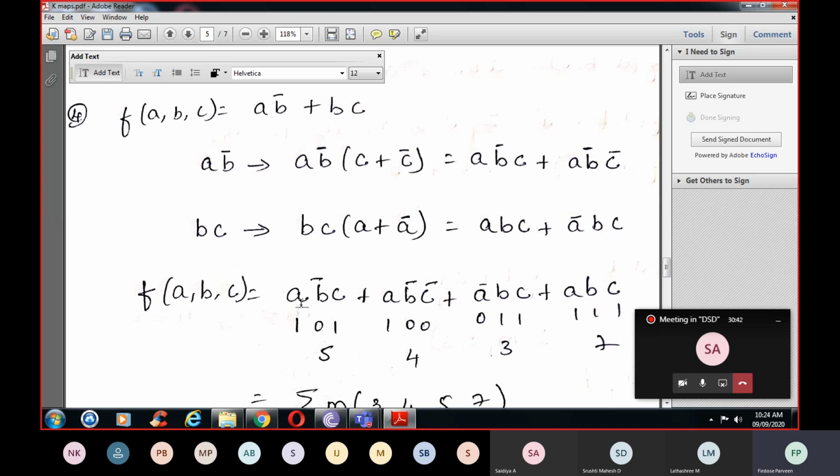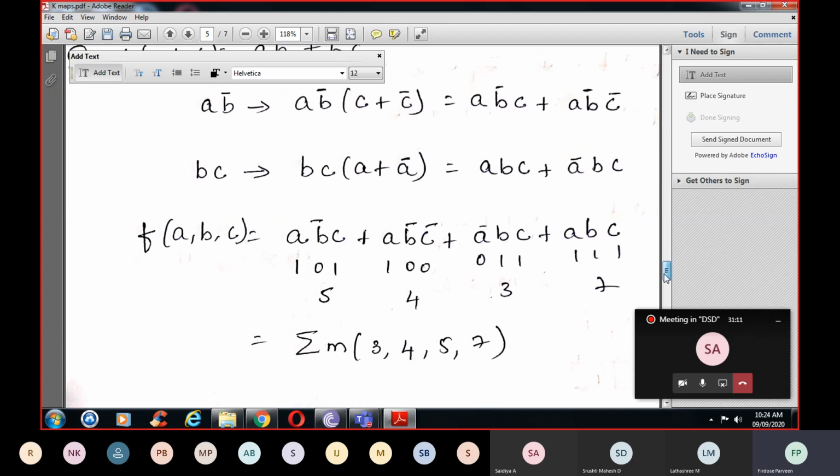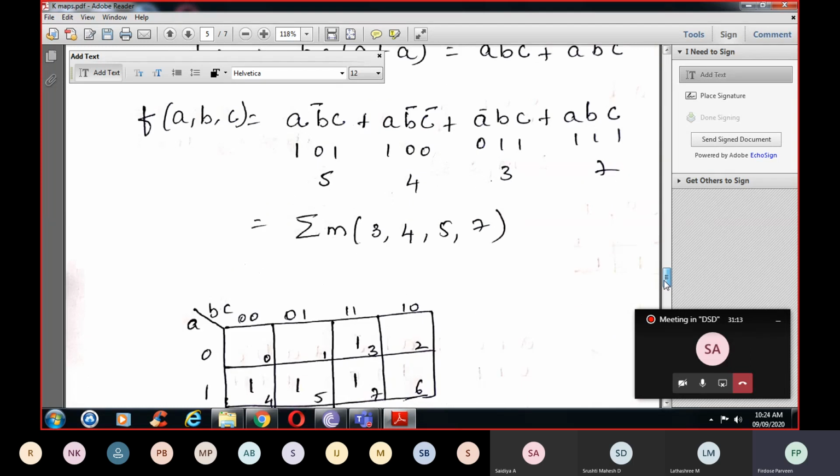Now I will write, as it is a min term, A indicates 1, B bar indicates 0. So 1 0 1, 1 0 0, 0 1 1, 1 1 1. If it is without bar, it is 1. If it is with bar, it is 0. So 101 indicates 5, 100 indicates 4, 011 indicates 3, 111 indicates 7. So what is it? Summation, small m indicates min terms: 3, 4, 5, 7.